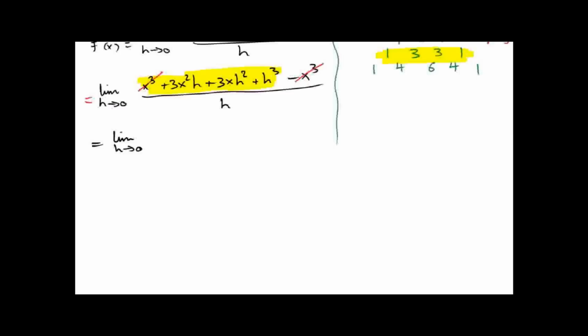What's 3x squared h divided by h? 3x squared. What's 3xh squared divided by h? 3xh. And then what's h cubed divided by h? h squared. And all my problems have gone. The h off the bottom line has disappeared. So now it's just a matter of putting in 0 for h. So what's my final answer? f dash x equals anything with a h in it is going to disappear. So do you see those two things there? They're going to vanish. Okay? So what am I left with? 3x squared.